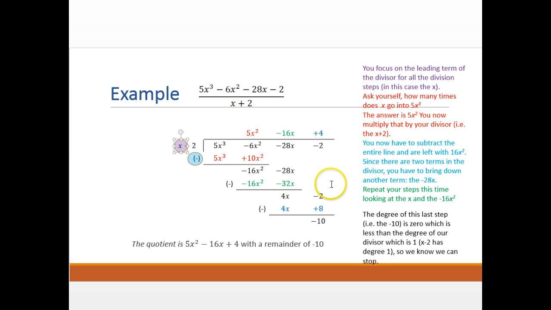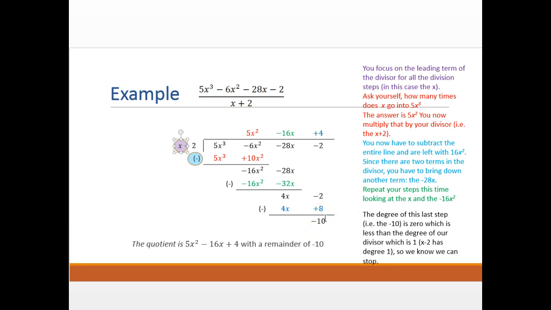I need another term to bring down now as well because I have to have two terms. So 4x minus 2, and we do the whole thing again. How many times does x go into 4x? Goes in 4 times. 4 times x is 4x. 4 times 2 is plus 8. Again, we subtract. Again, this is all an algorithm, the same set of steps over and over again. And then we wind up with negative 10.